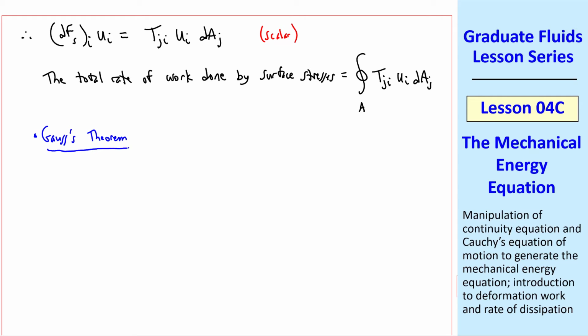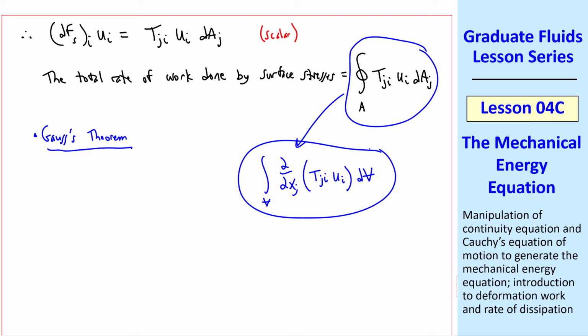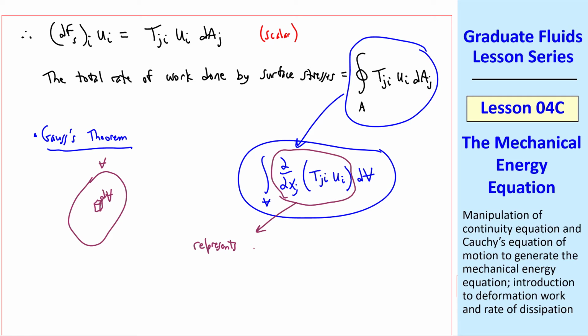Now we use our friend Gauss's theorem to rewrite this as a volume integral of ∂/∂xj of tji ui dV. These are the same, and what we're doing is talking about a tiny element of volume, dV, within our volume V, or our potato. Either of these blue circled terms is the total rate of work done by surface stresses, but we now express it as a volume integral. So this integrand represents the total rate of work per unit volume done by surface stresses.